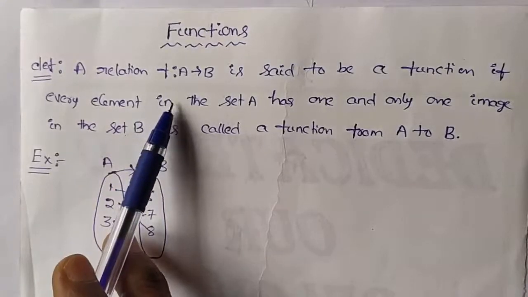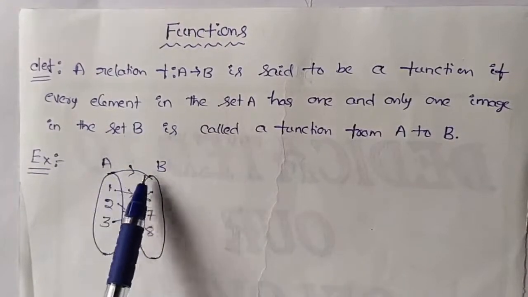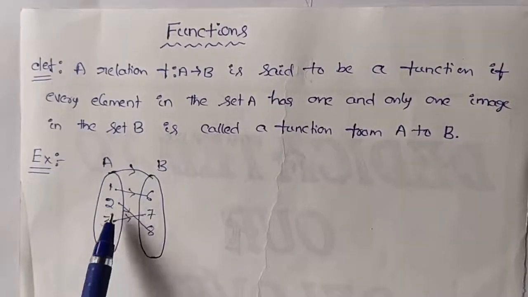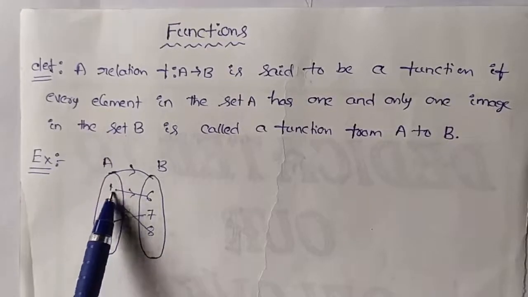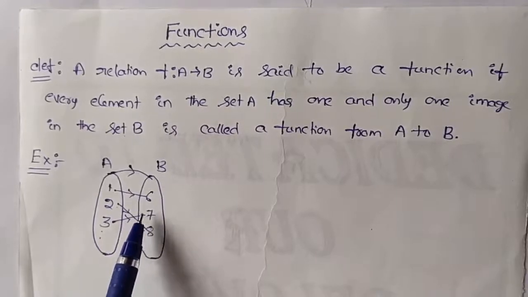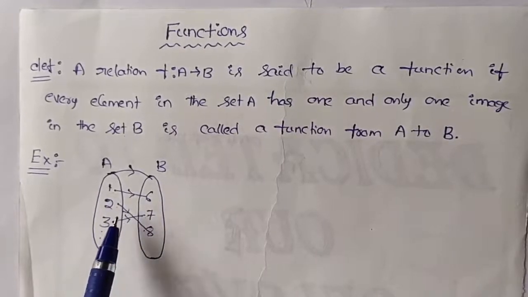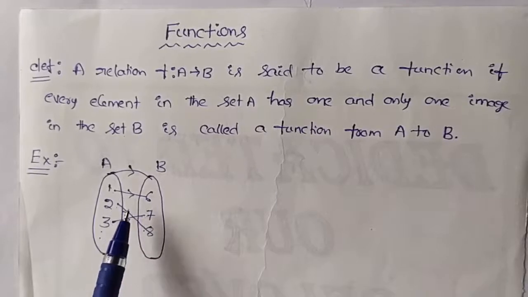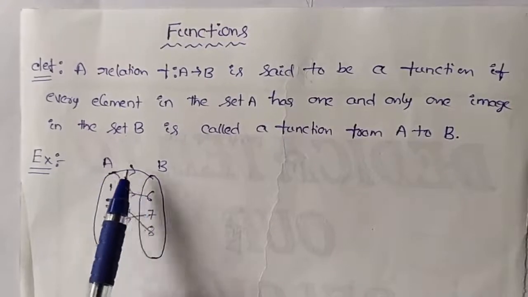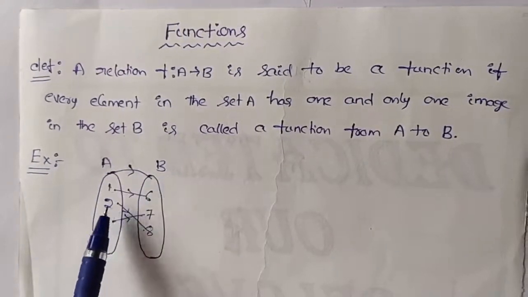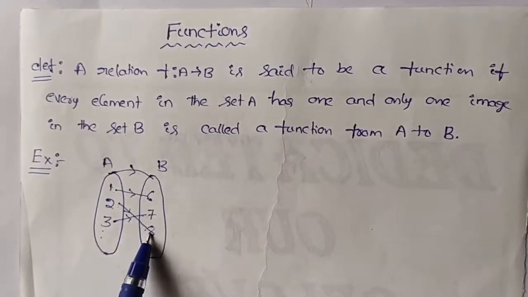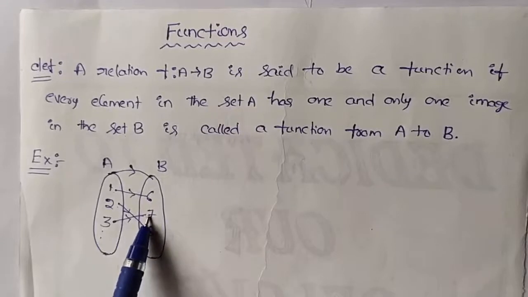According to the definition, a relation f from A to B is said to be a function if every element in the set A has one and only one image in the set B. Let us verify whether this relation is a function or not. 1 has only one image 6. 2 has only one image 8. 3 has only one image 7.